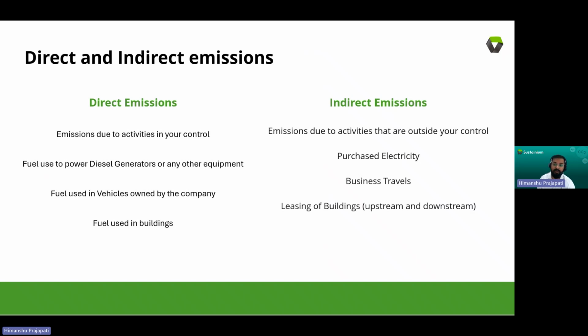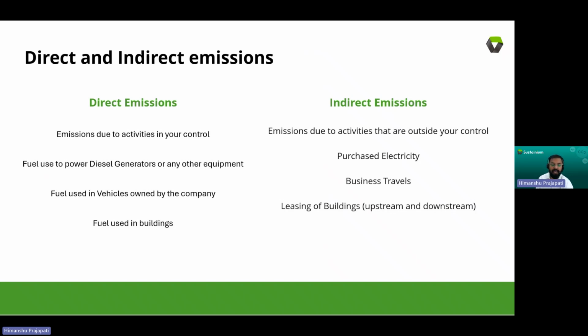And of course, if you're leasing the building, both upstream and downstream, when you say leasing of the building, it could be that you have leased a building for your operations, or you're leasing the building to someone as a real estate company. So both of these are covered under the indirect emissions. So it's very important that people understand that we have to account for both direct and indirect emissions.